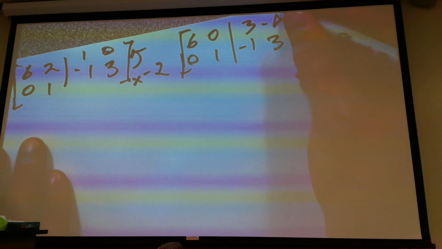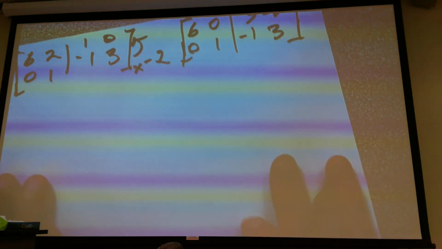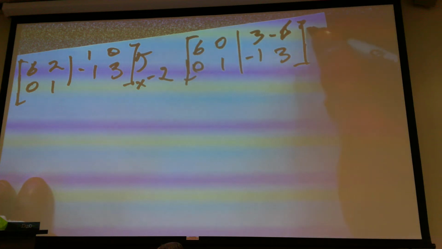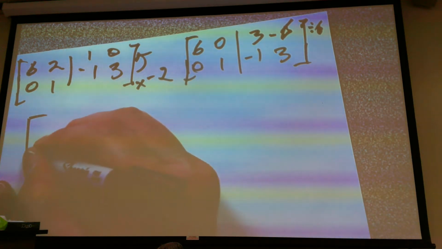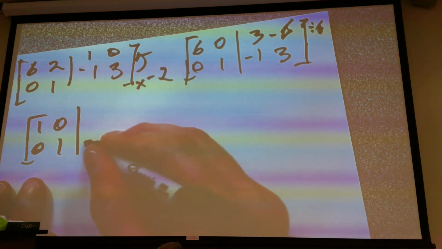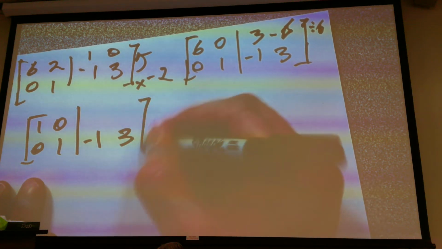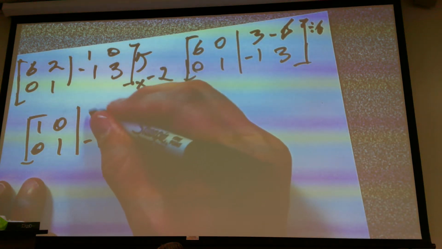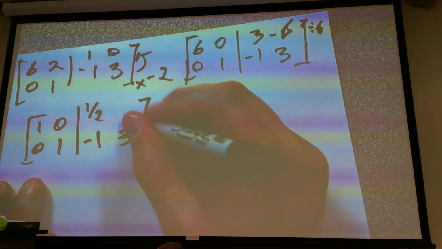And so then we would divide the top row by 6. So that would be 1, 0, 0, 1, augmented with negative 1, 3. Divide by 6, that's 3 over 6, which is 1/2. Divide by 6, that's going to be a negative 1.